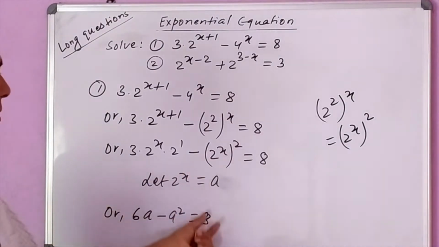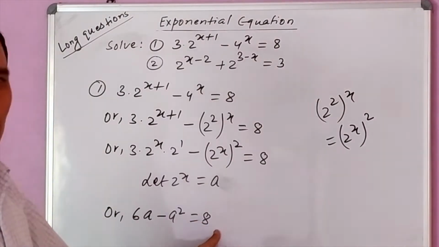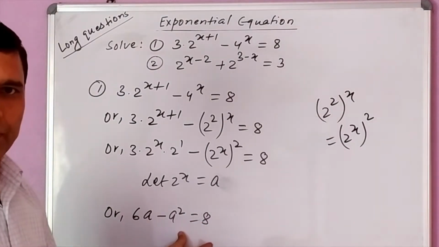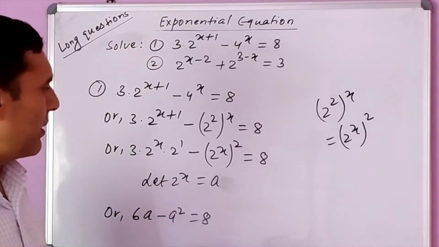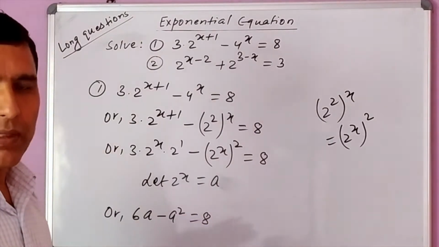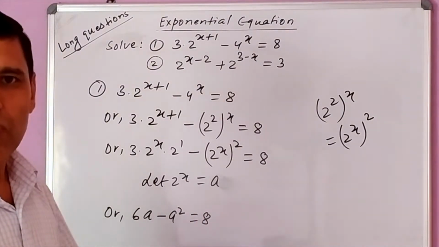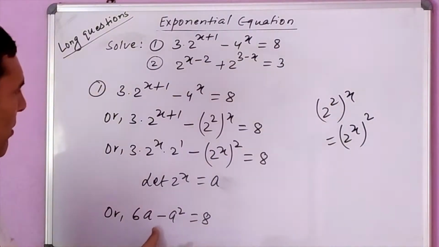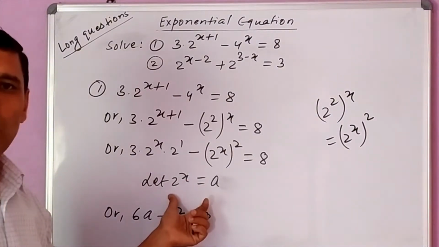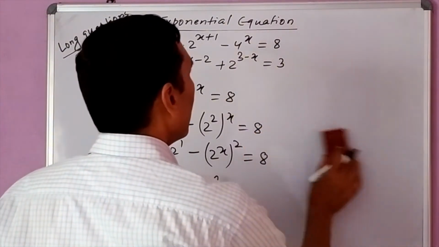Now this equation will be converted into a quadratic in a. We have a square term, minus a square plus 6a is equal to 8, collecting all the terms together on the same side. And factorizing, we will get the value of a first, then after substituting the value of a, because you know that a is equal to 2 to the power x, in 2 steps we will get the value of x.